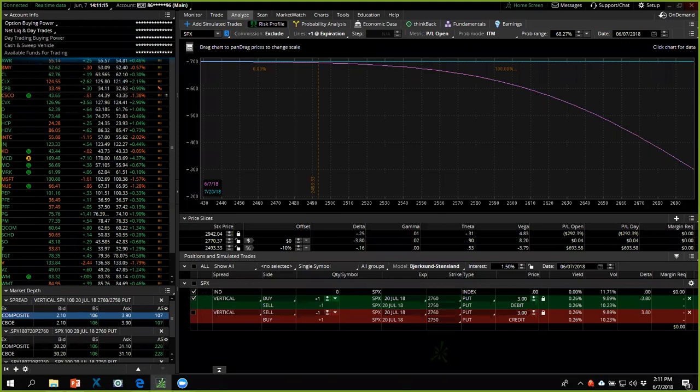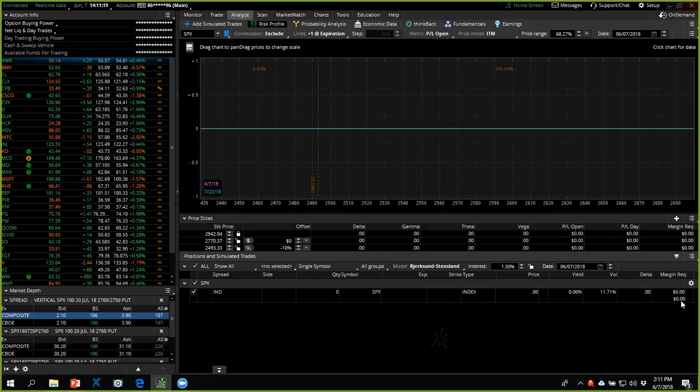Now, if you have a butterfly on, you don't want to buy back. Well, you could just buy back the shorts, but now you're kind of making it so that you don't have a butterfly. You have some strange combination of puts.